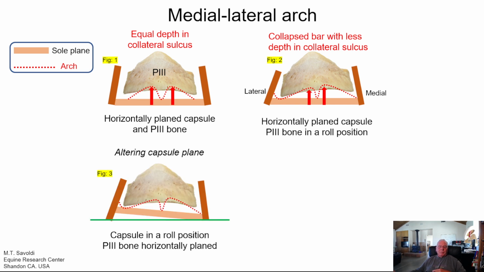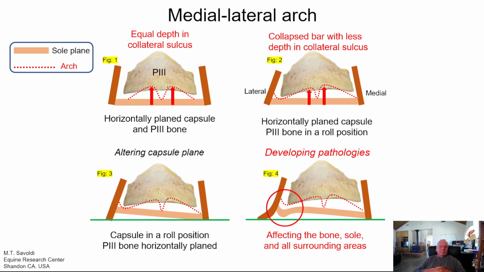Figure 3. This is how, traditionally, this is our prescription for horizontally planing the P3 bone. We simply add length of wall. So now in figure 2, we have a horizontally planed hoof capsule with a P3 bone in a medial roll. Excuse me, in a lateral roll. But figure 3 shows that we have a P3 bone horizontally planed with our hoof capsule in a lateral roll. Kind of confusing. But when we do this, we can predict pathologies.